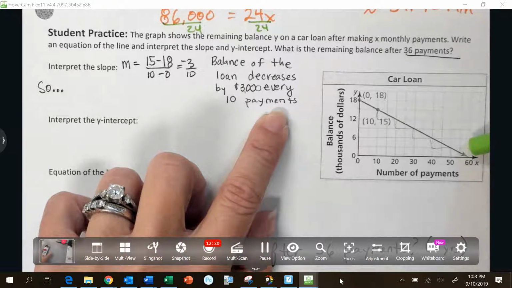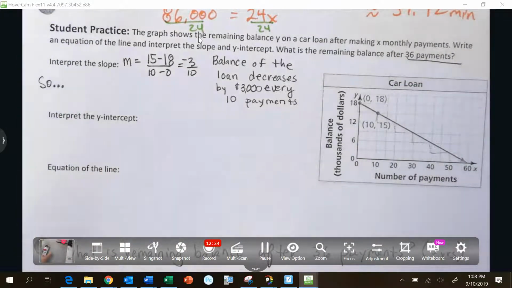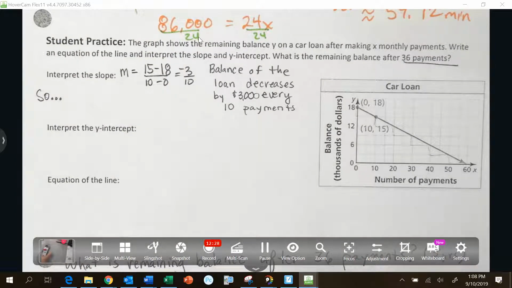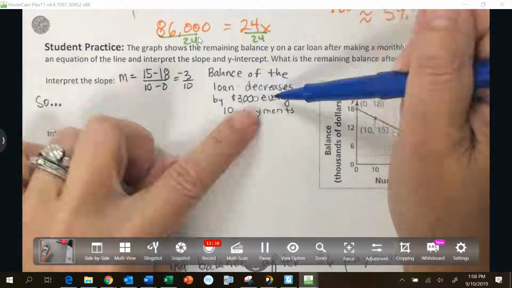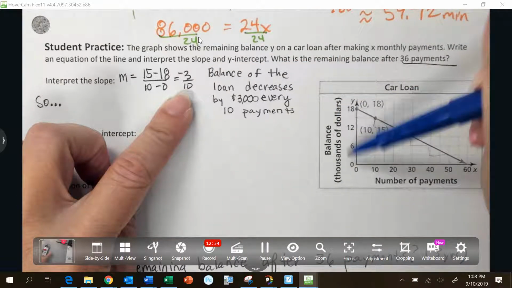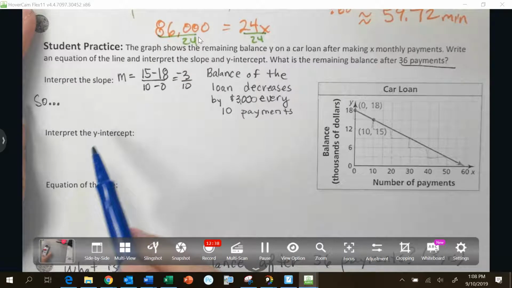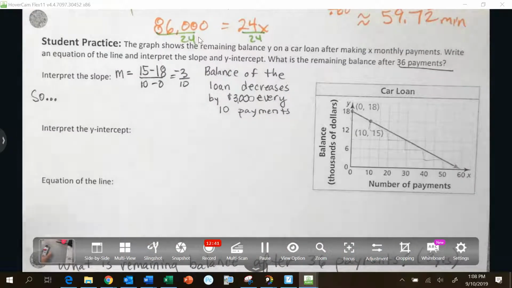Every 10 payments, it's going down by $3,000. Why am I saying 3,000 and not 3? Because this number is in thousands, right? So now I want to know how much it's going down by every payment.